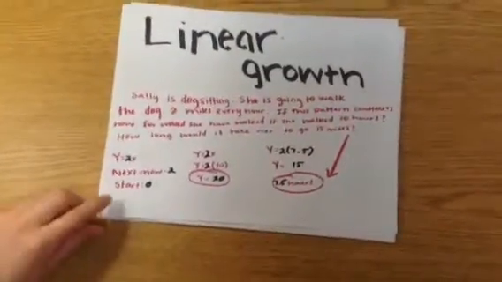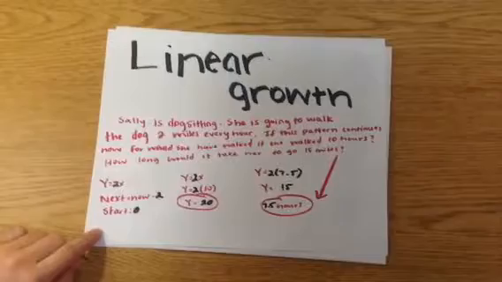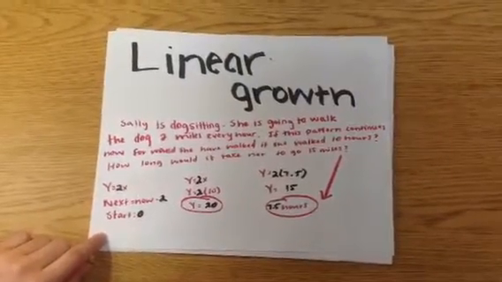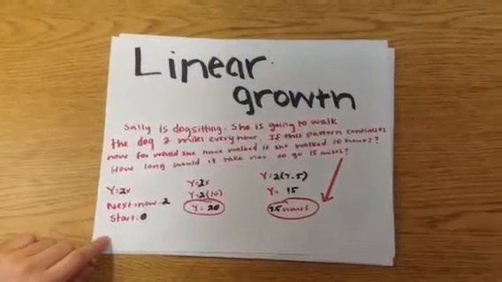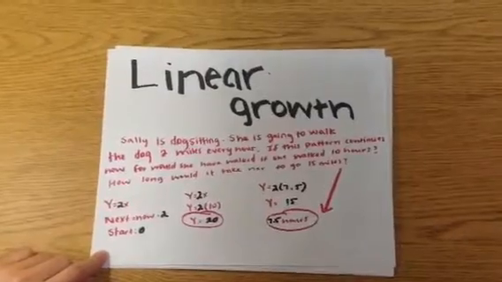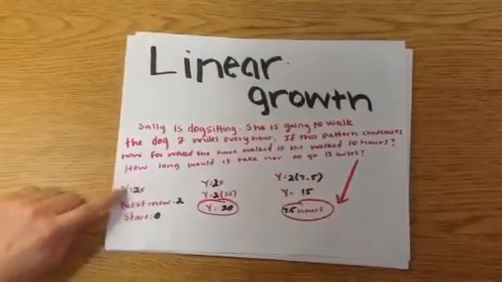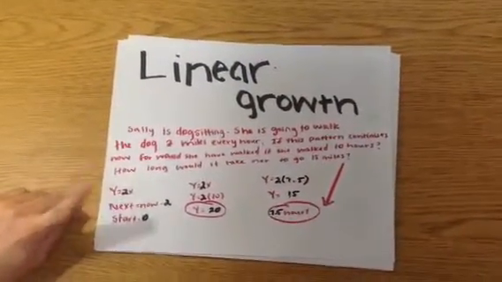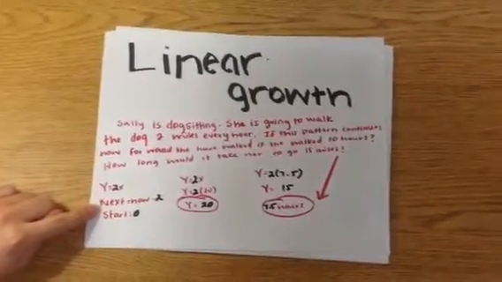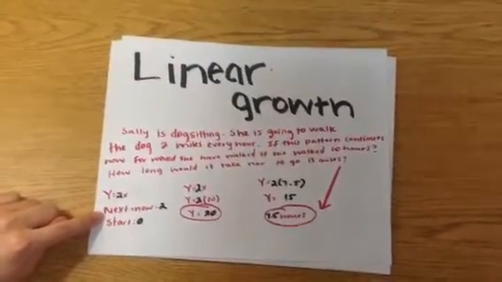Linear growth. Sally is dog sitting. She is going to walk the dog 2 miles every hour. If this pattern continues, how far would she have walked if she walked 10 hours? Our explicit rule is y equals 2x, and our recursive rule is next equals now times 2.